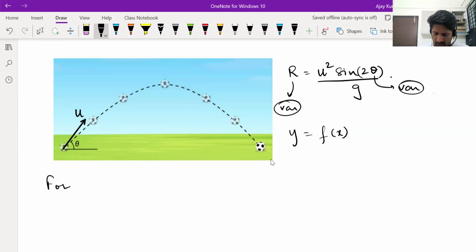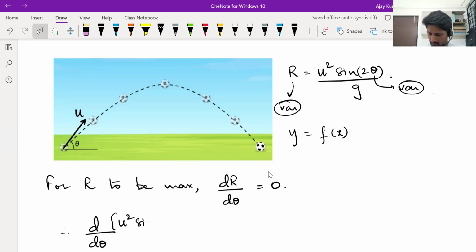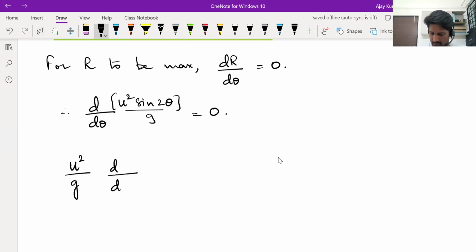For range to be maximum, the derivative of range with respect to theta should be 0. Why with respect to theta? Because range depends on theta. It's a function of theta. That means the derivative of u square sine 2 theta by g should be 0. Now u square and g are constants. We'll put them outside the derivative. Now the derivative of sine 2 theta should be 0.